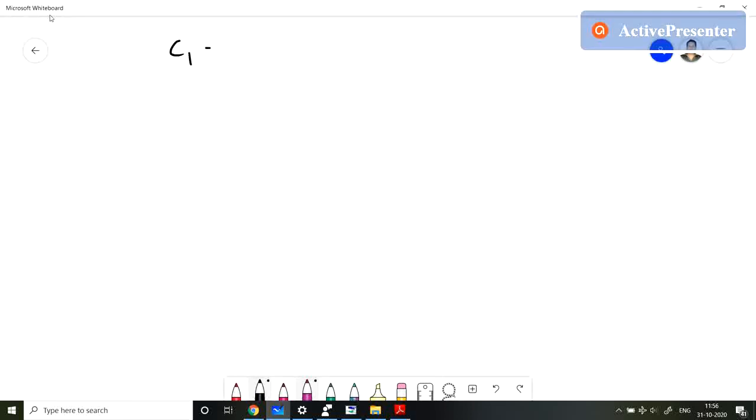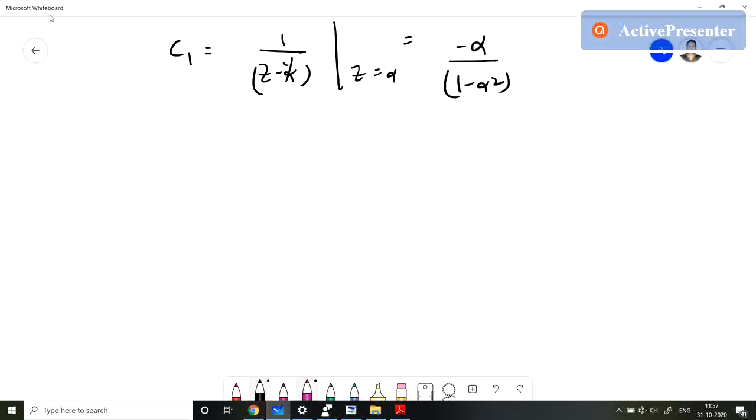So C1 is equal to 1 divided by (Z minus alpha) evaluated at Z equals alpha, Z divided by (1 minus alpha) at Z equals alpha. So it is equal to minus alpha divided by (1 minus alpha square). Please check. And C2 is equal to 1 divided by (Z minus alpha) when Z is equal to 1 by alpha, and it is equal to alpha divided by (1 minus alpha square). Please check these two values.